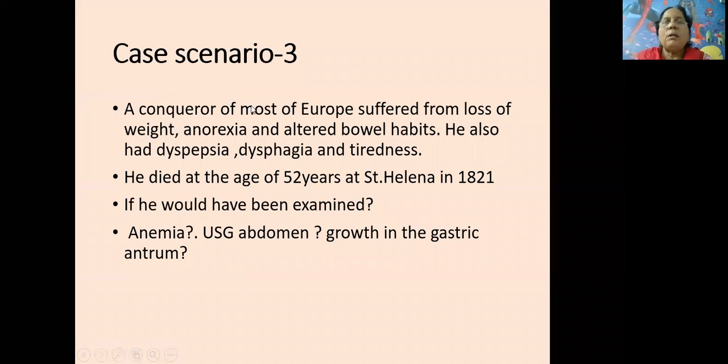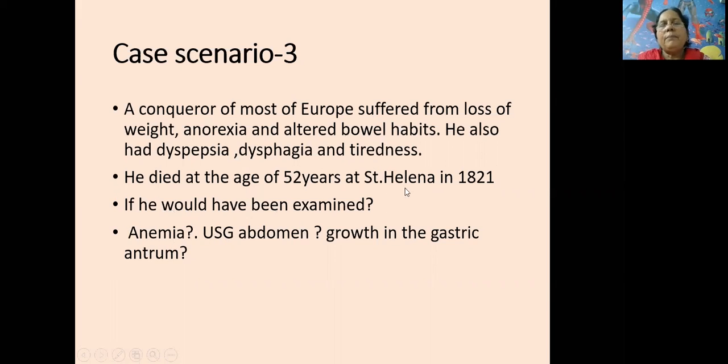So he is a conqueror of most of Europe. He suffered from loss of weight, anorexia, altered bowel habits. He also had dyspepsia, which means peptic disease. Then dysphagia, not able to eat properly. Then tiredness. Then he died at the age of 52 years at St. Helena in 1821. He was not examined, though he had all this. If he had been examined, he must have had anemia.